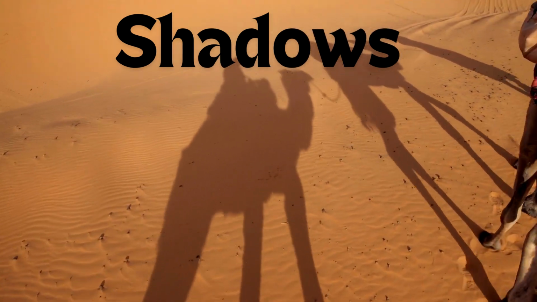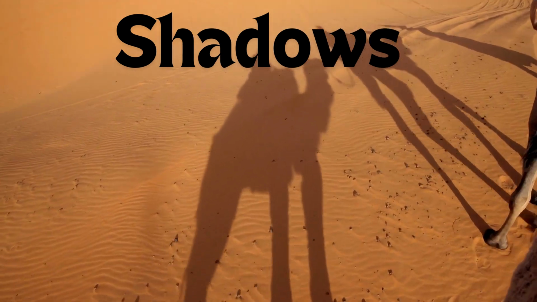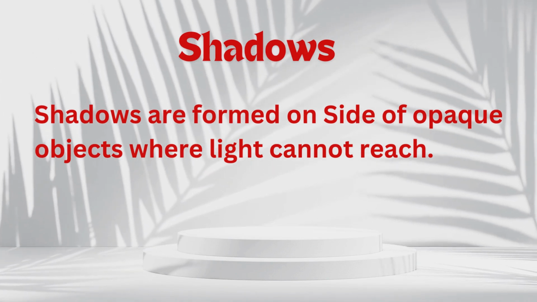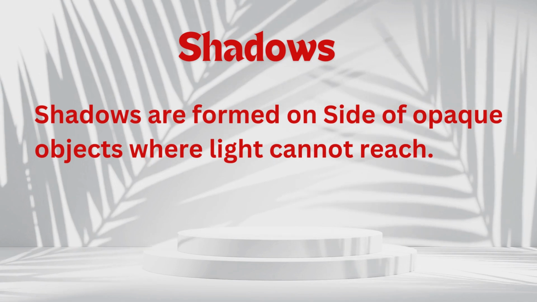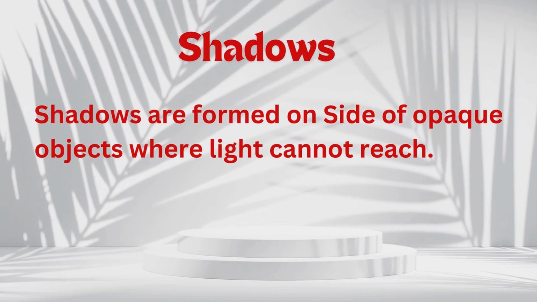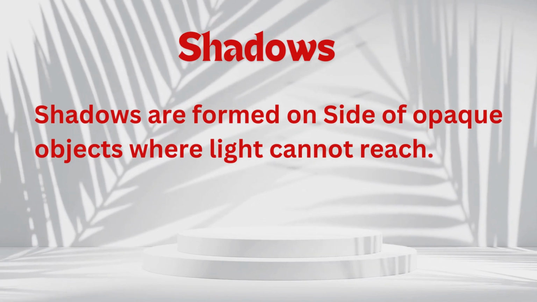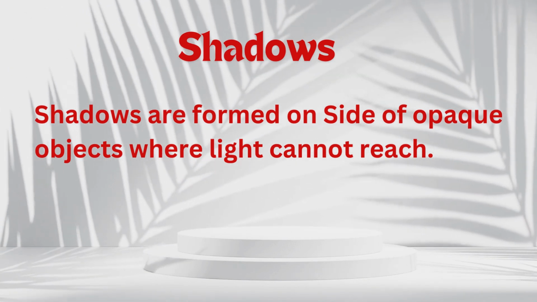Now we will learn about shadows. Shadows are formed on the side of opaque objects where light cannot reach. A shadow is created when an object blocks light. When light cannot pass through something, it makes a dark area on the ground or a surface behind the object. So this is the shadow.